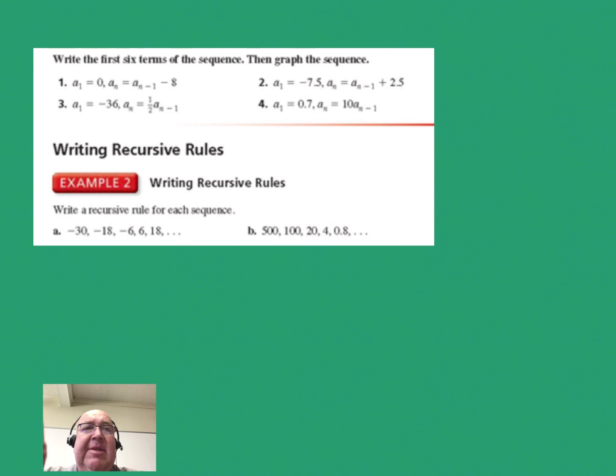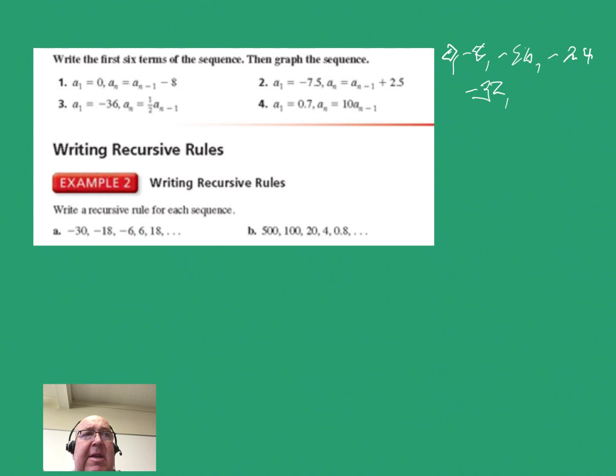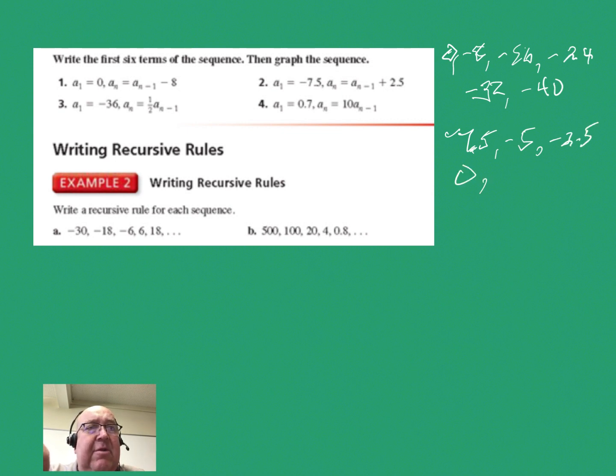So here's some examples. We'll write the first terms. Number 1 will start at 0. We're subtracting 8. So we go negative 8, negative 16, negative 24, negative 32, and negative 40. Number 2, we're starting at negative 7.5. And we're adding 2.5 every time, so we go negative 5, negative 2.5, 0, 2.5, and 5.